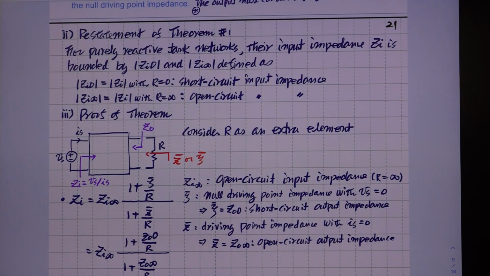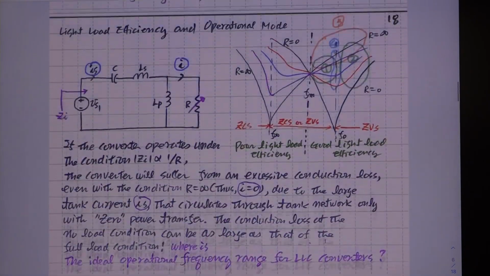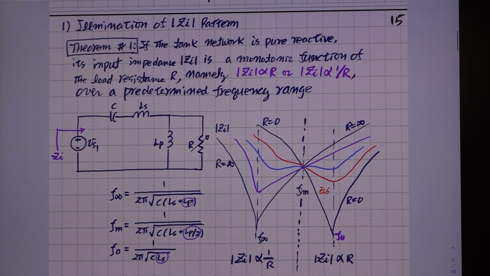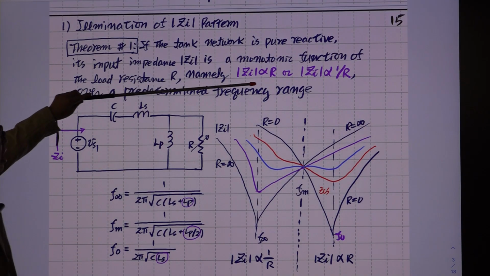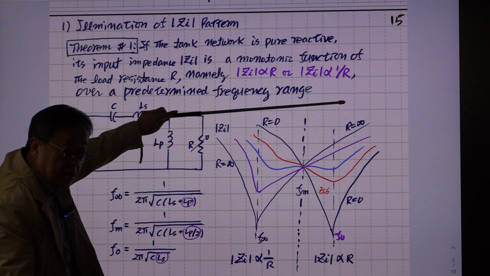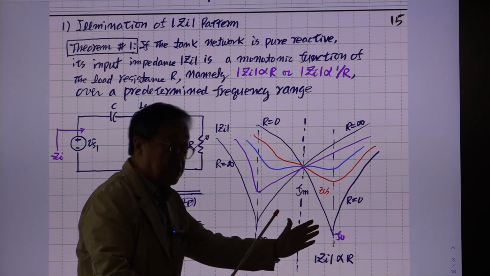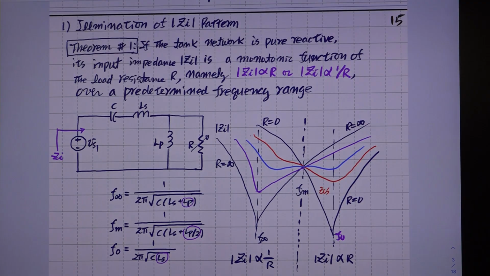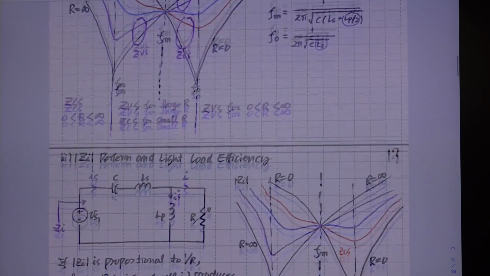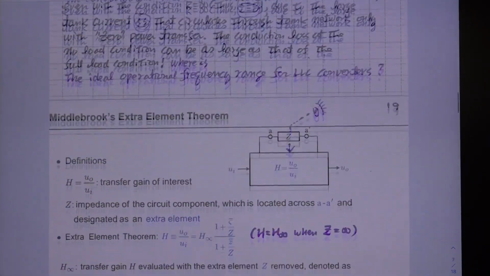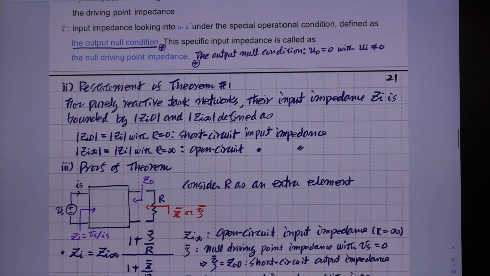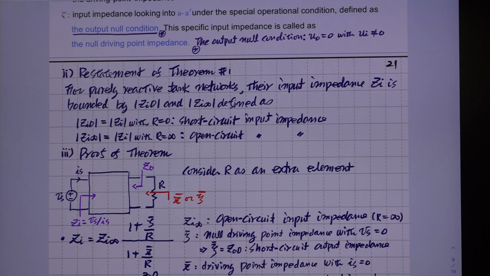The original statement of theorem number 1 is that it is a monotonic function of the load resistance, either this kind of trend or this kind of trend. Okay, that is the original statement, and the modified statement is essentially the same as the original one, but in a different form, as shown here.